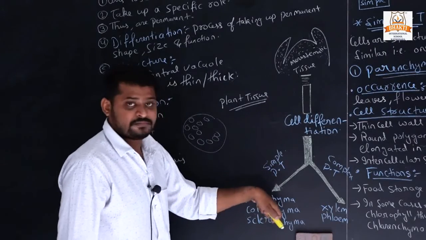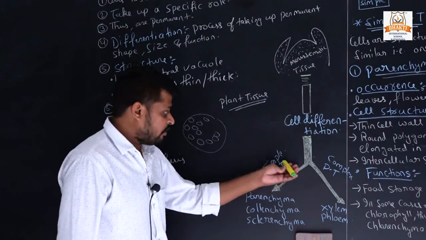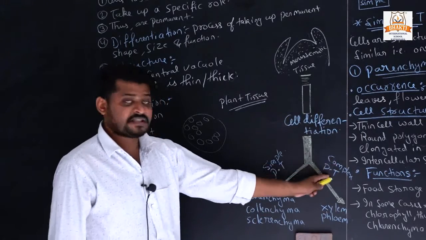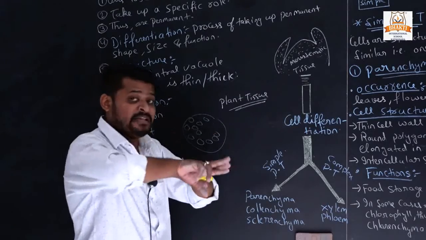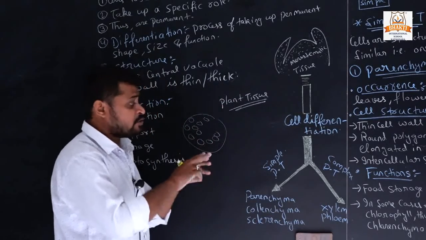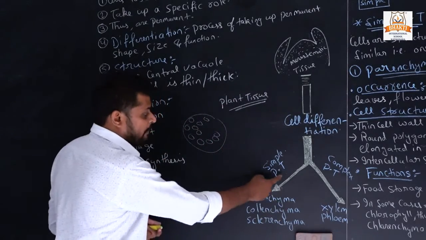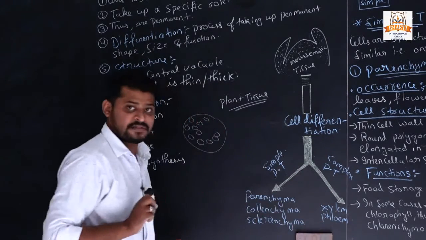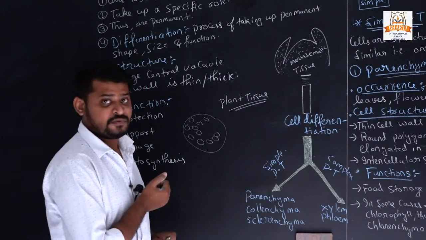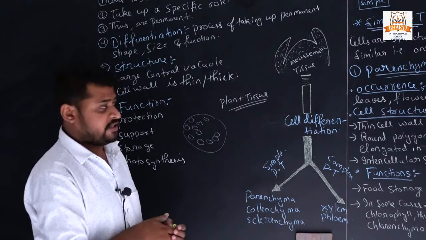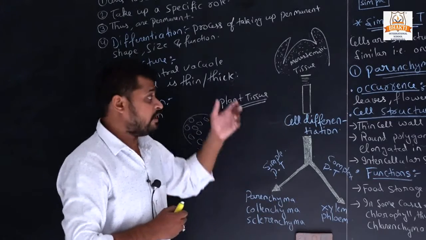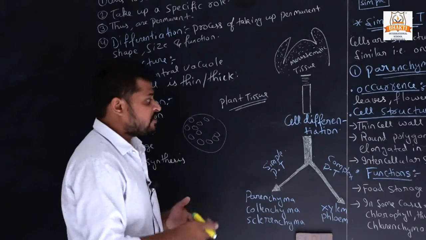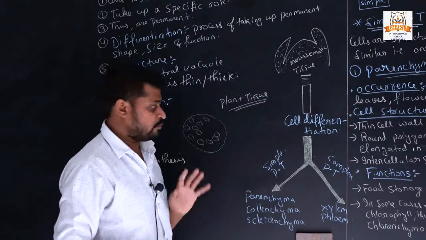And permanent tissue is divided into two types: simple permanent tissue, where PT means permanent tissue, and complex permanent tissue. Simple permanent tissue has three types, and complex permanent tissue has two types. They also have subparts. So this is the process of plant tissue: there are two types, meristematic tissue, and by cell differentiation it makes permanent tissue.